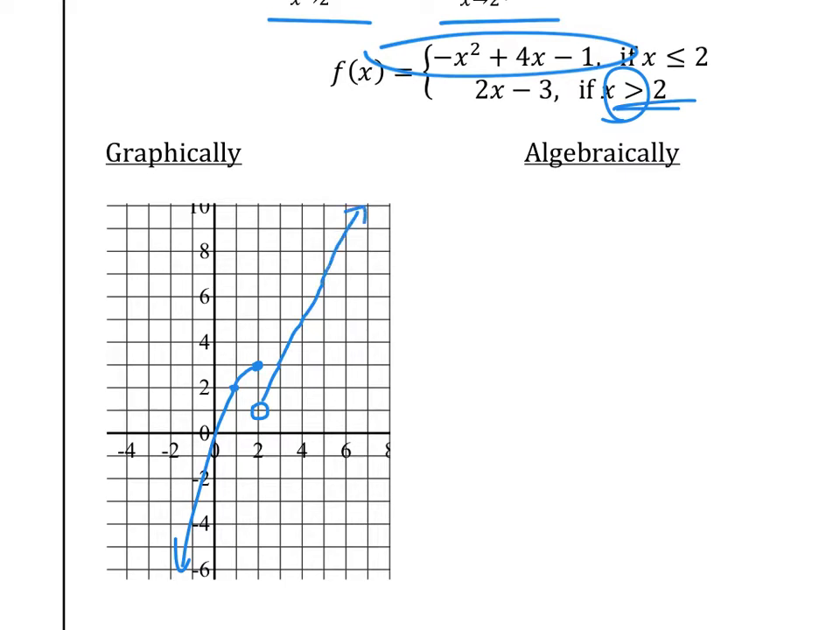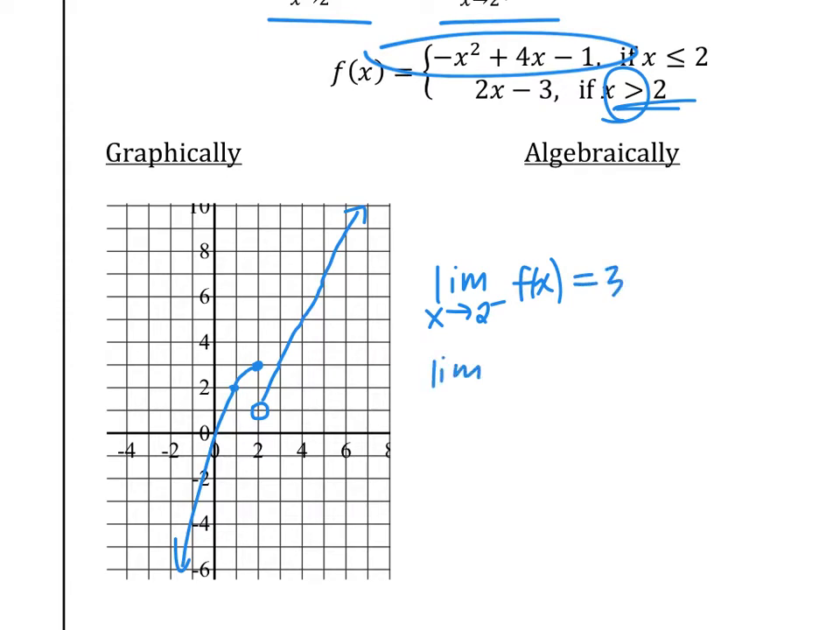All right, so the question is, what is the limit as x goes to 2 from the left-hand side? Let's trace this graph from the left. So from the left, that is this part, we're going to 2. And you can see that when you go to x equals 2, the graph stops at 3. So then this value is 3.